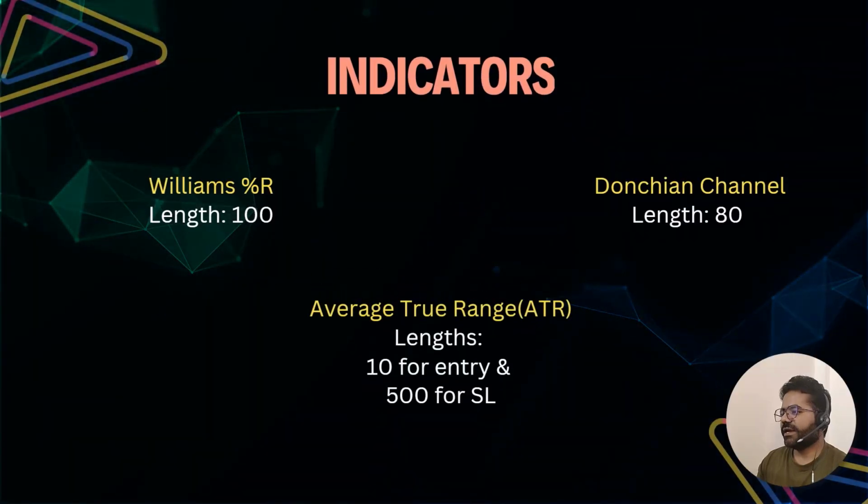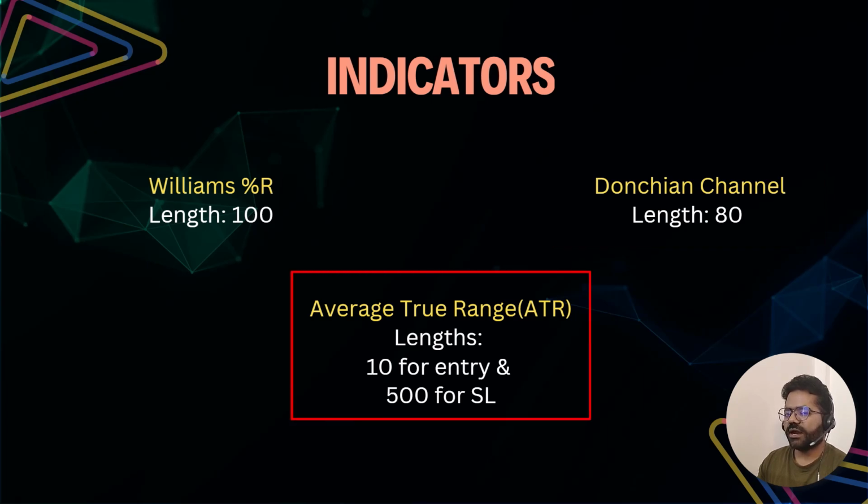And these are the indicators that we are going to use: Williams %R with length 100, Donchian Channel with length 80, and average true range with length 10 for entry and 500 for SL.